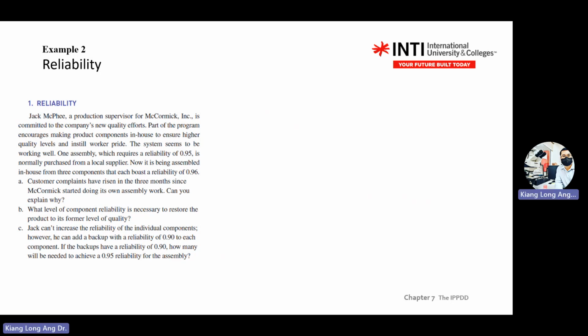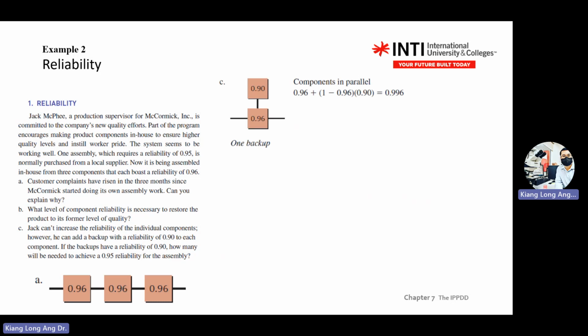Okay, I will just show you, understand the concept. This is the original one, 96%. This one gets customer complaints. So you want to increase the reliability, right? So you do the first set. You have 1 backup.